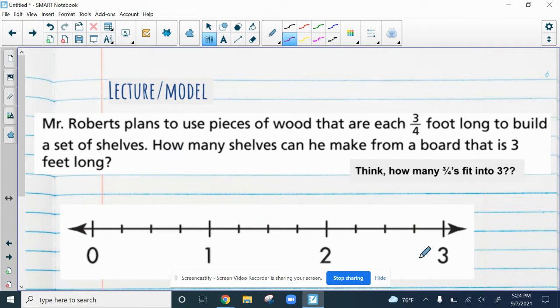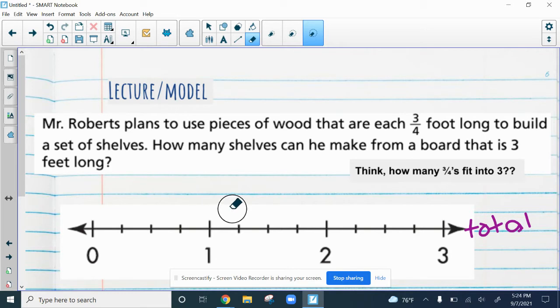So as you can see here, what we've done is I've taken my total and put it onto a number line. I have it 3 feet total. And then, since I want to know basically how many 3/4 would it take to make 3 feet, I've divided it also up into fourths. So each foot has 4 pieces. All right. So again, we want to count every 3/4.